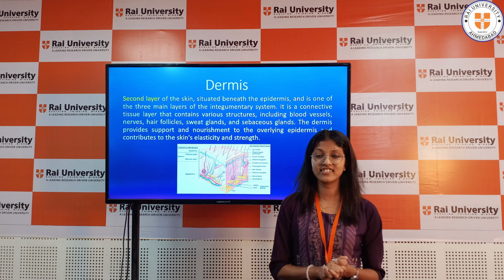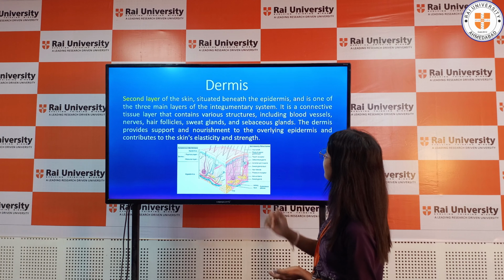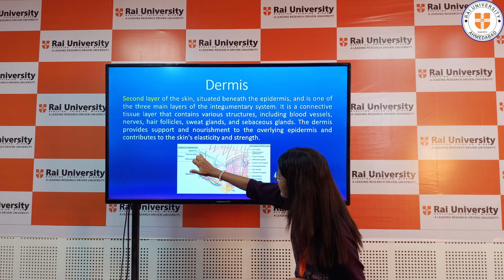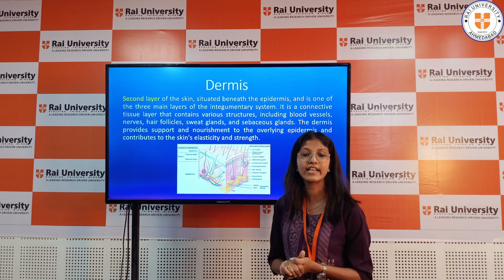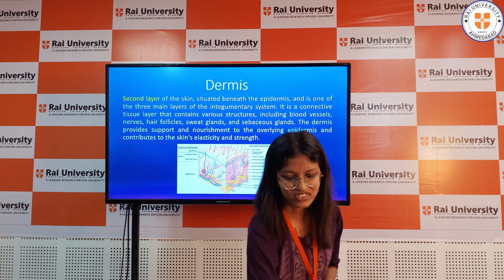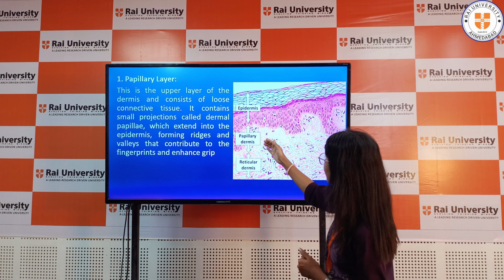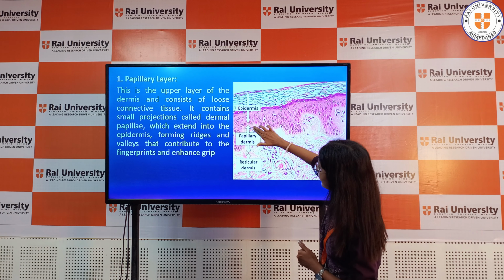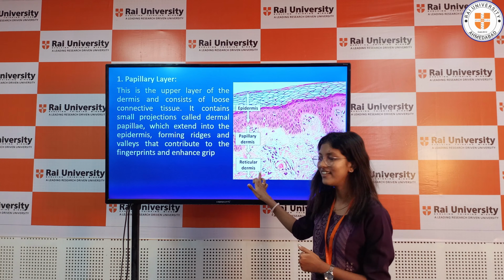So the second layer is the dermis, situated beneath the epidermis. Here we can see our dermis layer, and it has two layers: the papillary layer and the reticular layer. There we can see glands, blood vessels and all. Here you can see the epidermis layer, the papillary dermis, and this is the reticular dermis.